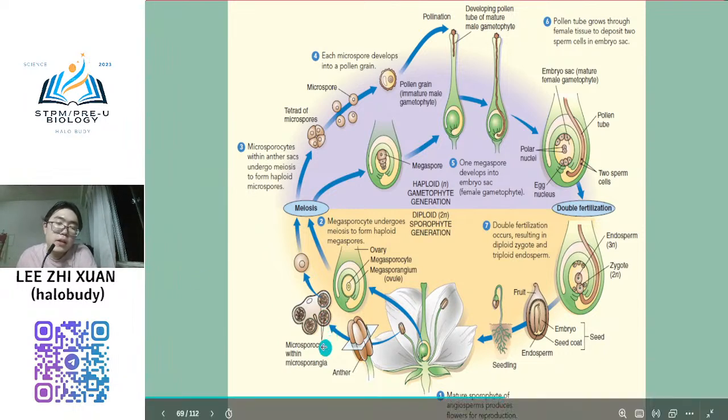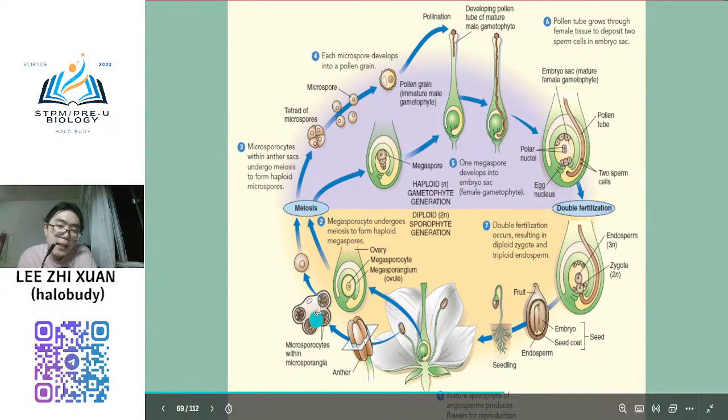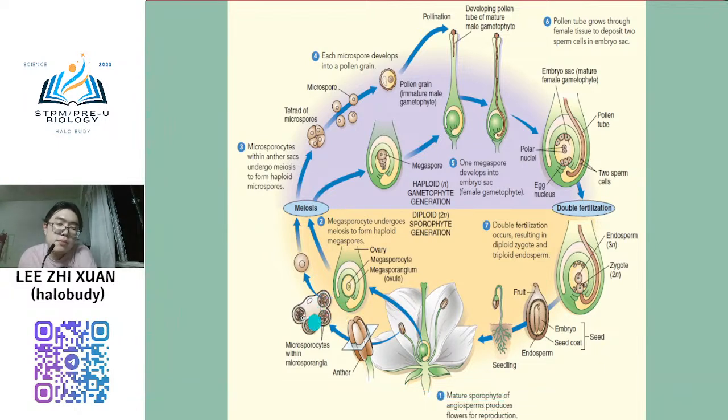Microsporangium. So inside the microsporangium, there are many microsporocytes, right? This microsporocyte is the place of production of the pollen grain. You know that the male sexual organ will produce pollen grain, and in female, the final product is megaspore. So the initial structure of the male organ is the microsporocyte.